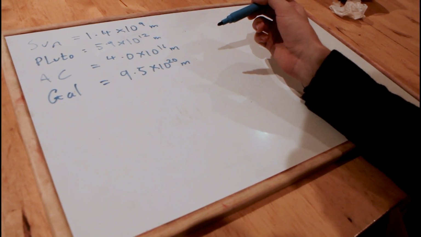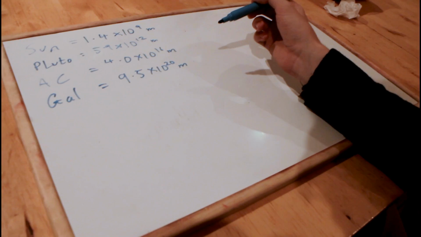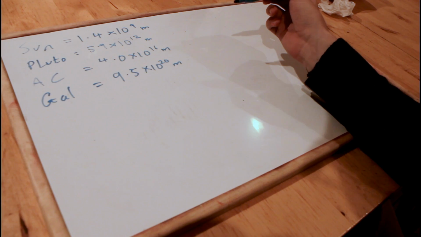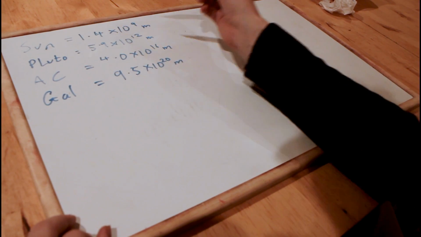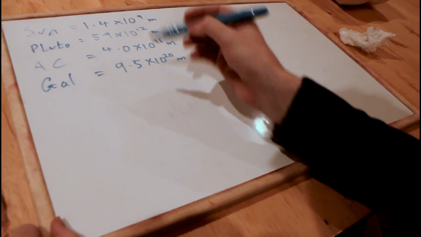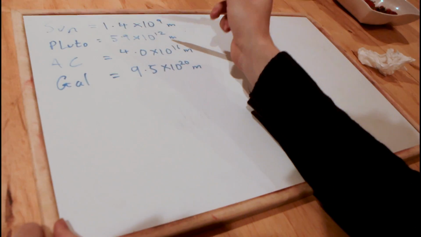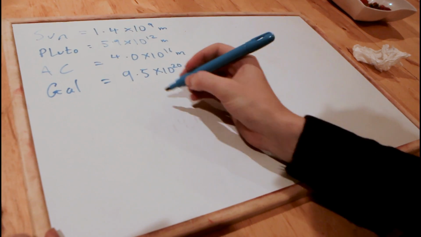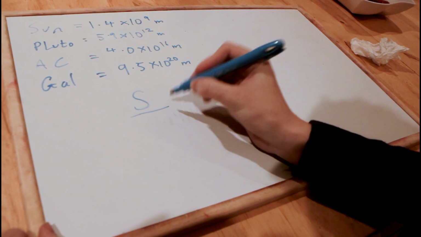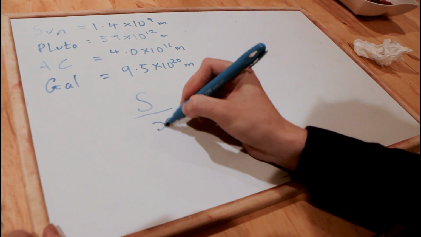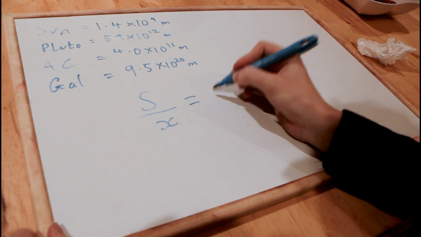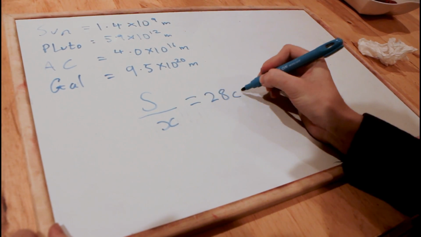So our first question was, what distance is the Sun to Pluto if the Sun was 28 centimeters? Alright, so here we're going to have to use a little bit of algebra. So what we're going to need to do is convert the Sun into 28 centimeters. So I'm going to represent the Sun with the letter S, and we're going to divide it by some amount, which we don't know what that is yet, but I'm just going to call that X, and that is going to give us 28 centimeters.